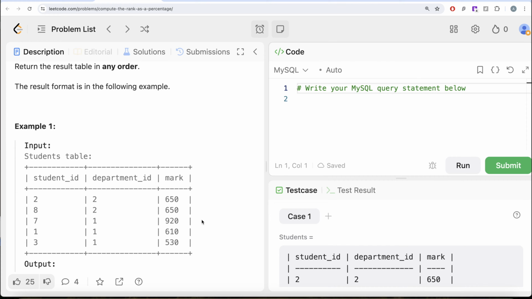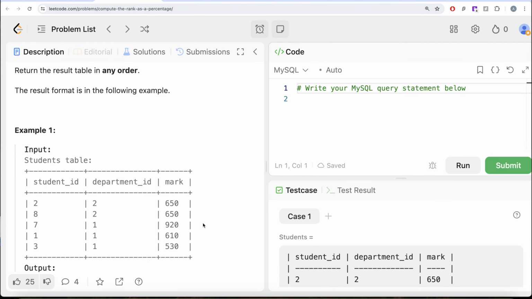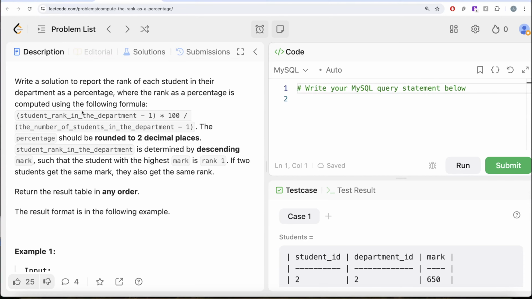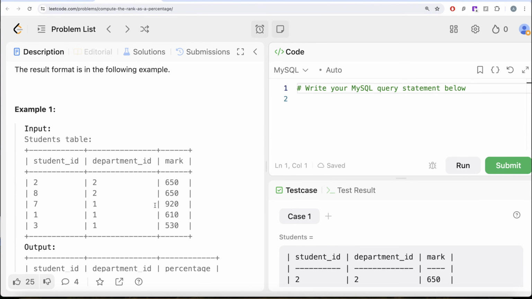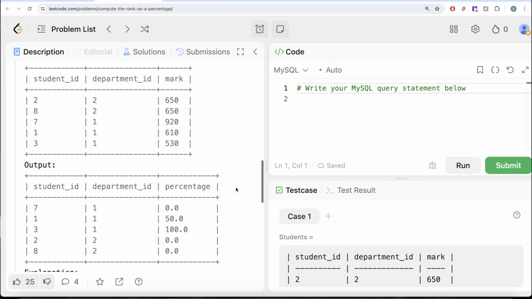So if you calculate the rank as a percentage, 1 minus 1 is 0, divided by number of students, which is 3 minus 1. So 0 divided by 2 is 0, and that is what you have for 7. Similarly, here you have 2. So 2 minus 1 is 1, divided by 3 minus 1 is 2, multiplied by 100 is 50. Similarly for them, 3 minus 1 divided by 3 minus 1 into 100, that is 100. And similarly you can do for students in department ID 2 as well. Okay, so that is what you have.